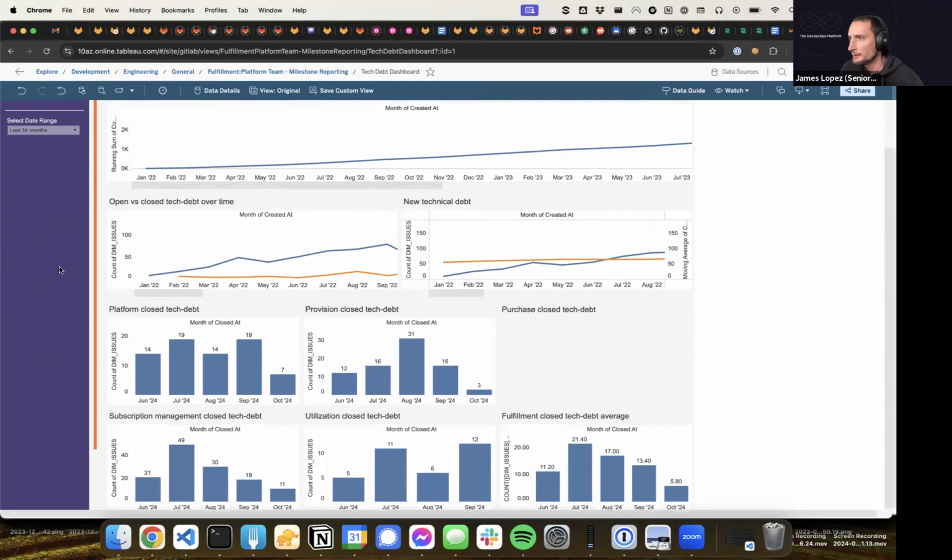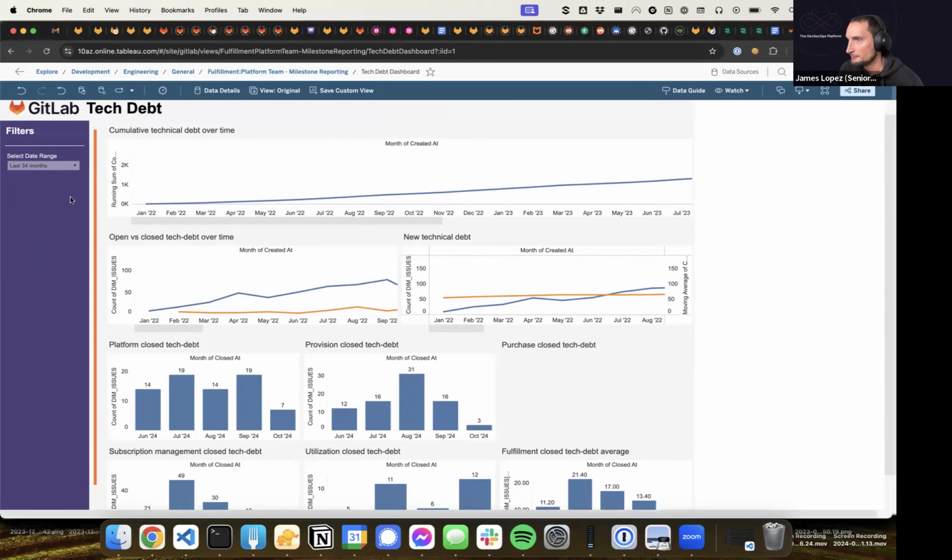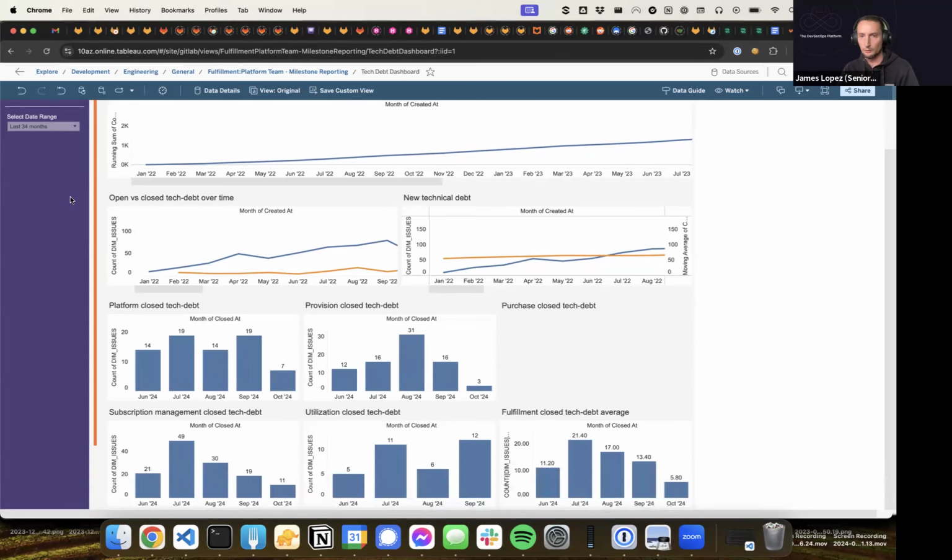Yeah, there's a spike. I think over time it has been increasing, but then there are certain points there where we got much better. And I think in recent times we do close a lot more.